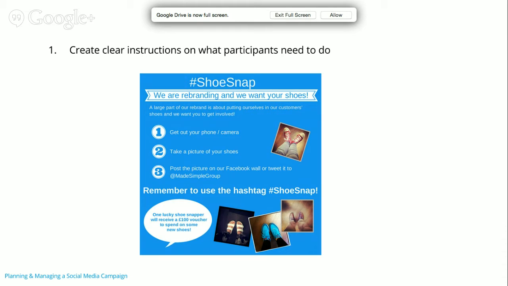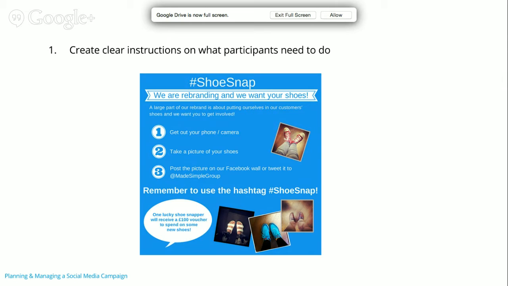So here you can see some of our creative activity. We are rebranding and we want your shoes. Really simple. Hashtag ShoeSnap leading the campaign. You'll see a lot of billboard campaigns where all they've got is the hashtag, and that is it. Through the Olympics, Nike were running an engagement campaign, hashtag make it count. That was all you saw, those words and the Nike tick, and you had to go to Twitter or Facebook to find out what it was all about.